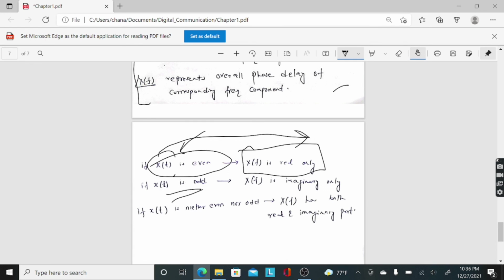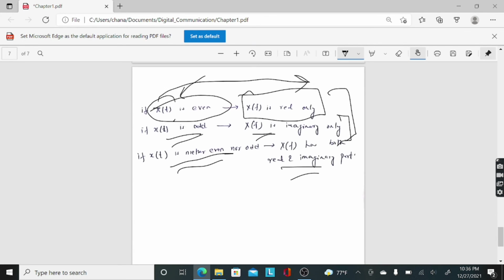Similarly, if x(t) is odd, then you can generate it using sine signals, which means it will have only quadrature phase component, and we know in X(f) the imaginary part is the quadrature phase component. So when x(t) is odd, X(f) will be imaginary only. Again, there's a mathematical proof for this, but this is an intuitive way of looking at it. What is the physical significance of this Fourier transform property? Many signals are neither even nor odd.